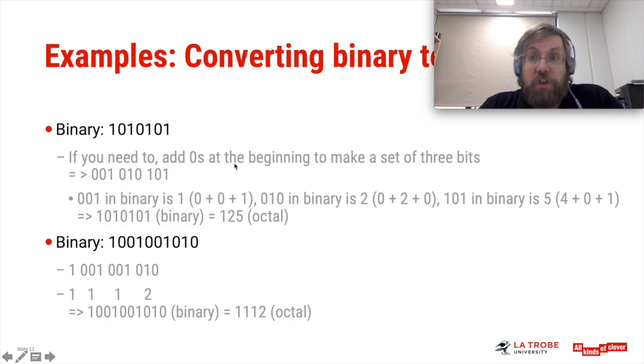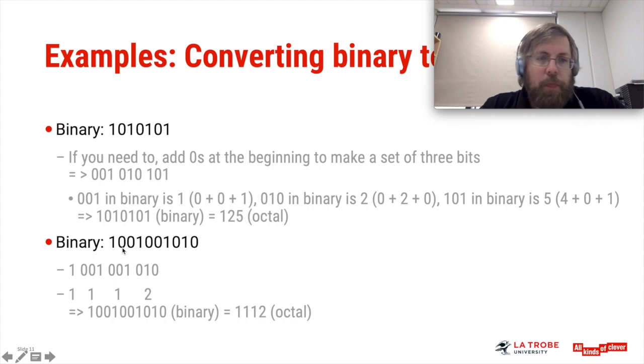If you need to, you add zeros at the beginning to make a set of 3 bits to make your life a little bit easier. So we have 1010101, which is 7 bits. If we want to convert that to octal, we want to have a multiple of 3, so we make it 9 bits by adding 2 zeros at the beginning. So we have 001 in binary is 1, 010 in binary is 2, 101 in binary is 5. So 1010101 in binary corresponds to 125 in octal.